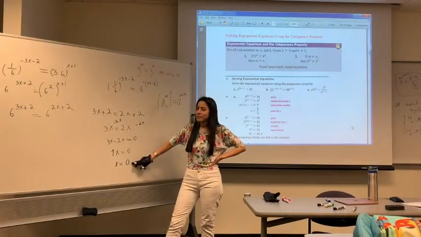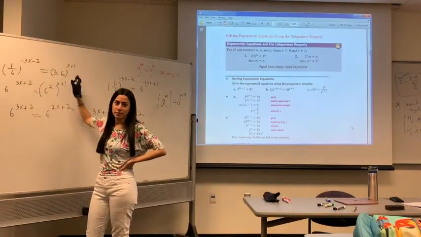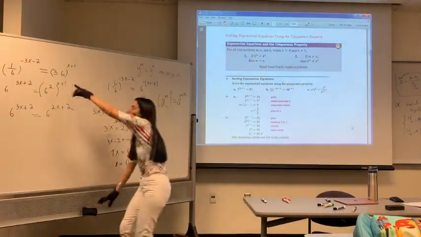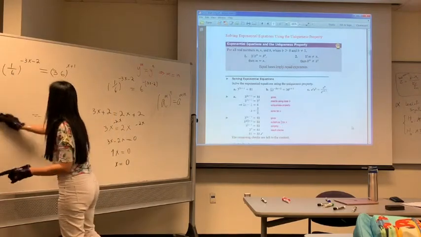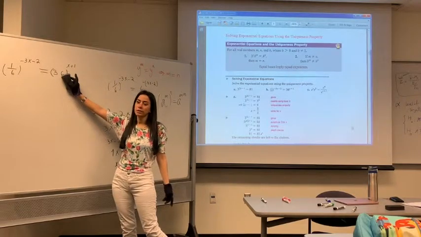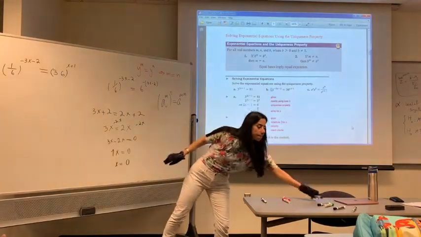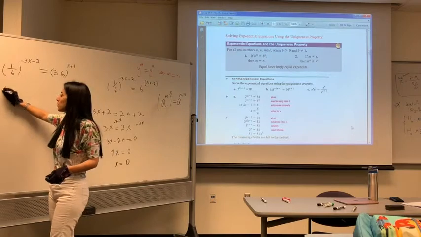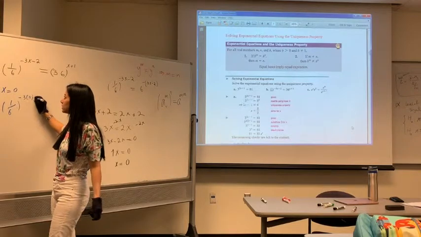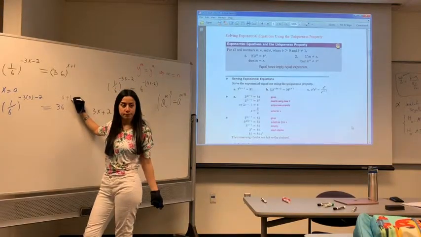So in this case, if x is equal to 0, both sides will be the same. Our equation was this one, right? This was our equation. So I want to replace x with 0 to see what I get. For x equals 0, 1/6 power negative 3 multiplied by 0 minus 2 equals 36 power 0 plus 1, right?